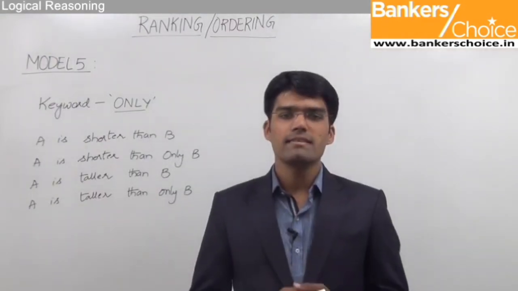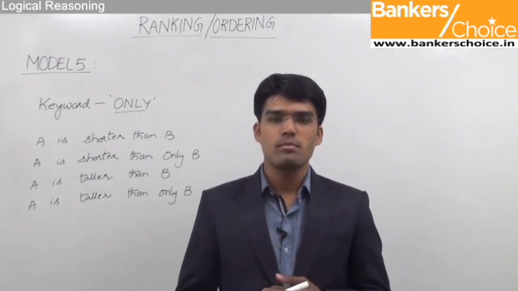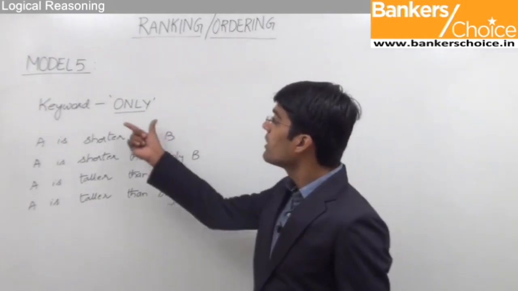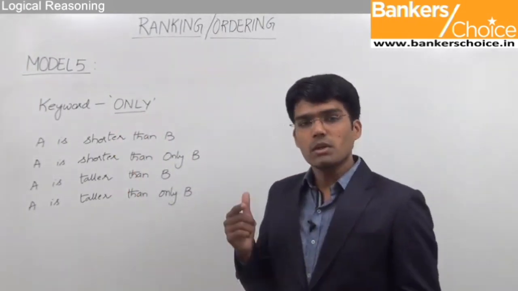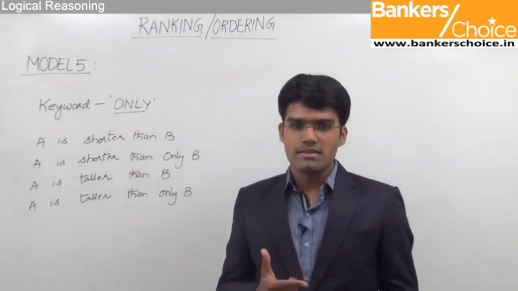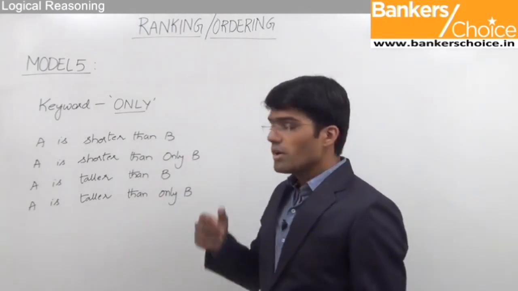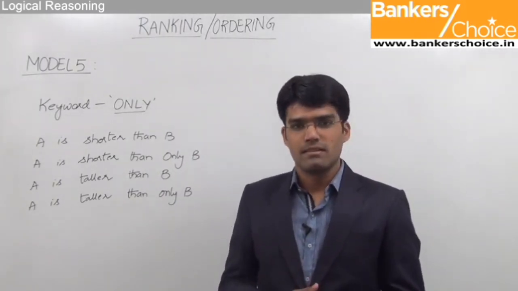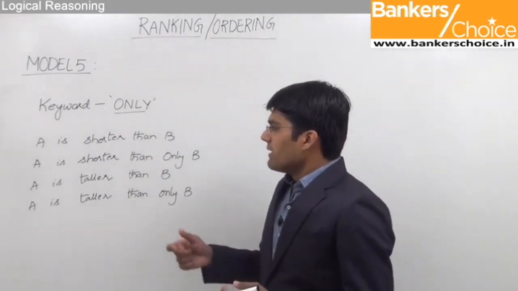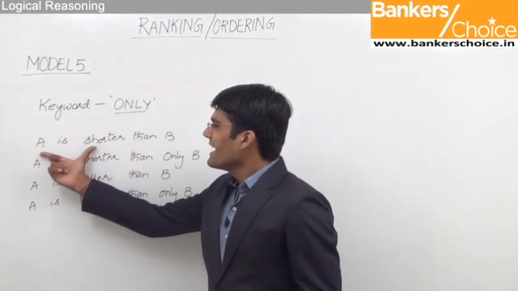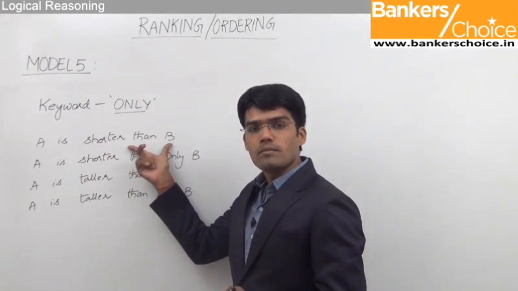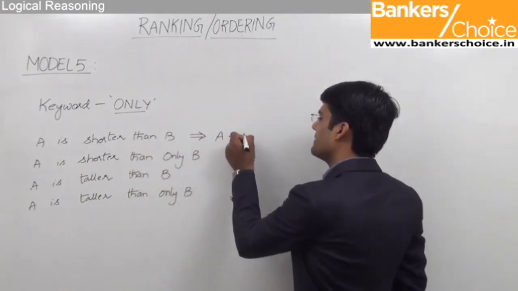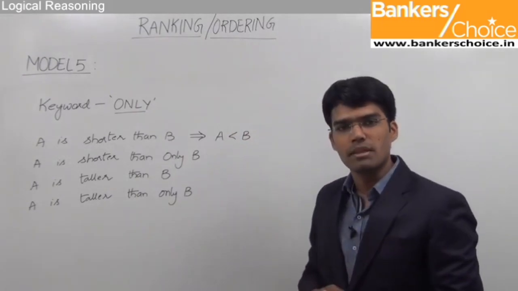Apart from the inequalities that we have just discussed, the other important point which we need to understand to solve questions from ordering is the keyword only. Whenever the word only is there in a given statement, it has a different meaning. Let's take an example. Let's say the given statement is A is shorter than B. So here we can understand that A is less than B.